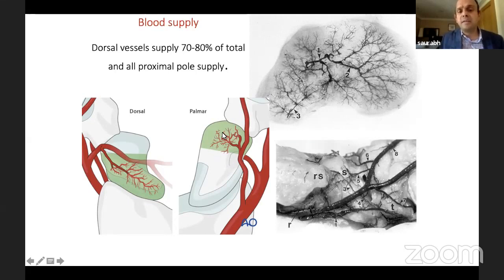And then of course, very distal part is supplied by the palmar carpal branch, which then goes on to make a palmar arch. So blood supply is important. Of course, some blood supply will come through the scapholunate ligament also. Proximal pole equals dorsal carpal branch supply. So that's important, along with the other factors which can cause non-union.